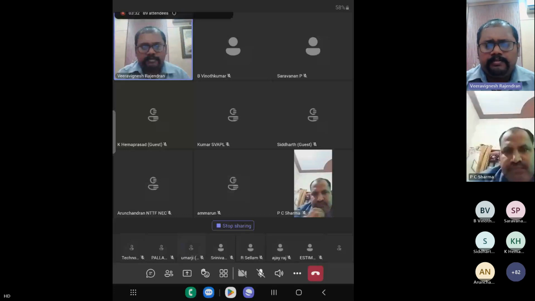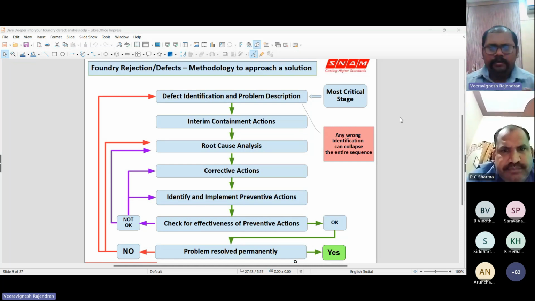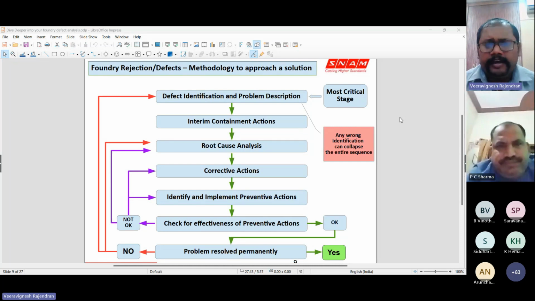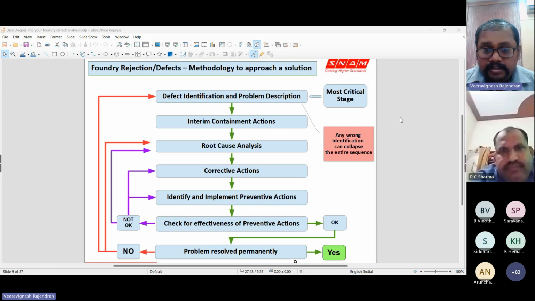So next comes the containment actions. A defect has occurred, you have identified the defect and you have made the probable description, everything is available. But you should act immediately, because you cannot keep your process continuously producing rejection. You take an interim containment, you stop pouring or you segregate all these castings. That is just to ensure that the further processed item is not getting affected.